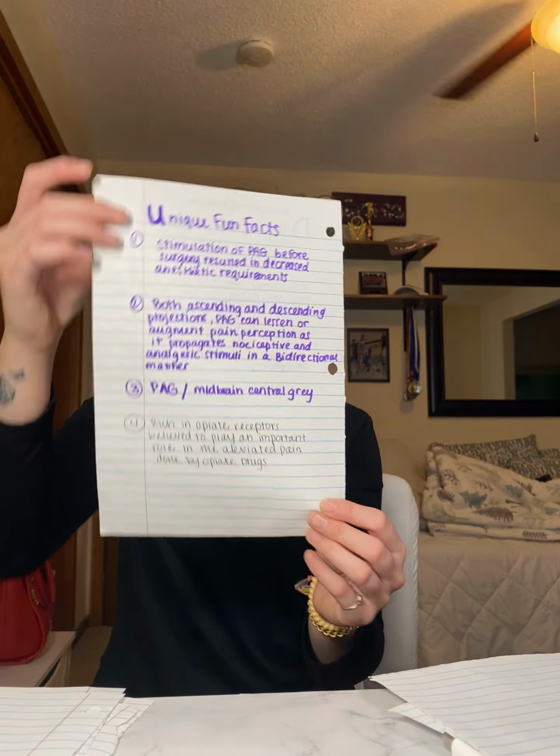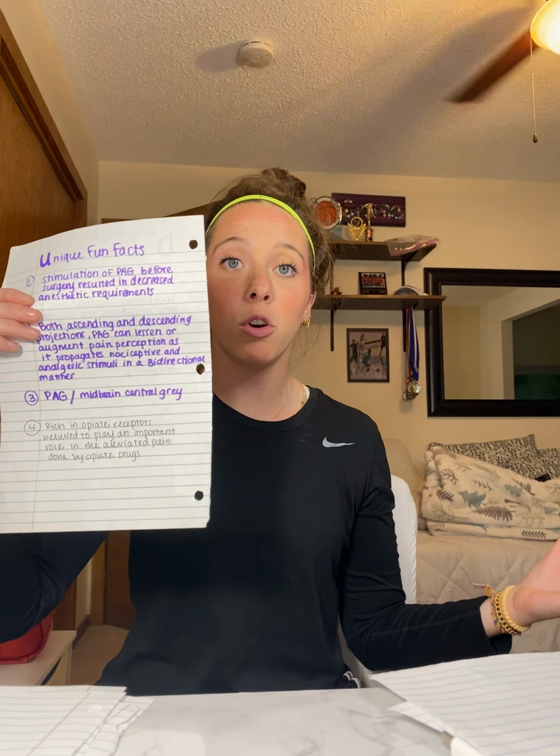Unique facts. If the periaqueductal gray was stimulated before surgery, that patient would need less anesthesia because the periaqueductal gray is so efficient at blocking pain. So that was really interesting. And then I included, it's both ascending and descending, which is important to remember. We are going to go over two main descending pathways that I learned about.